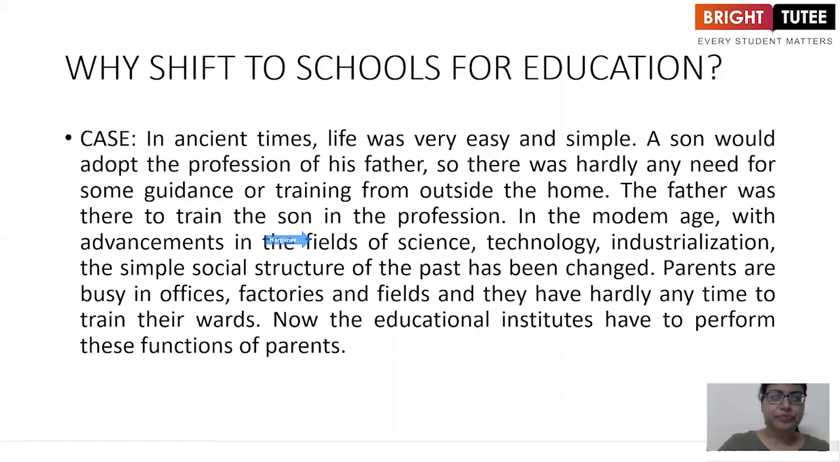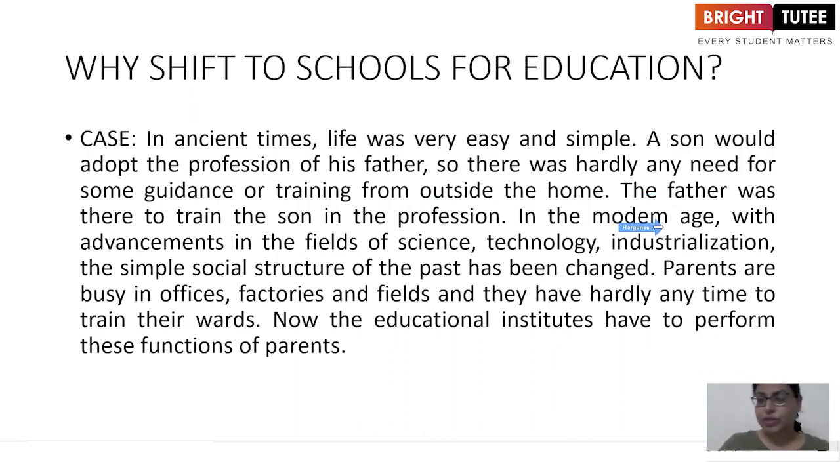The case says that in ancient times, life was very easy and very simple, and people had time for each other. A son would adopt the profession of his father, whatever it may be. It could be craftsmaking, could be agriculture, anything that his father used to do. So there was hardly any need for guidance or training coming from outside the home, which means no external agency was needed to educate children. The father was there to train the son in the profession.